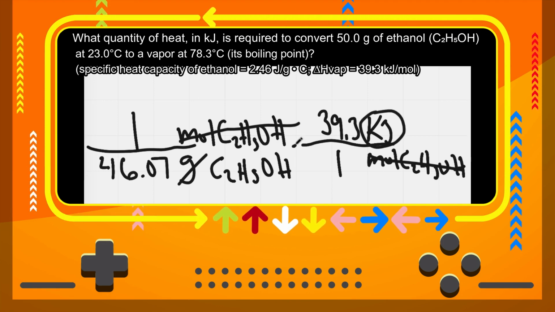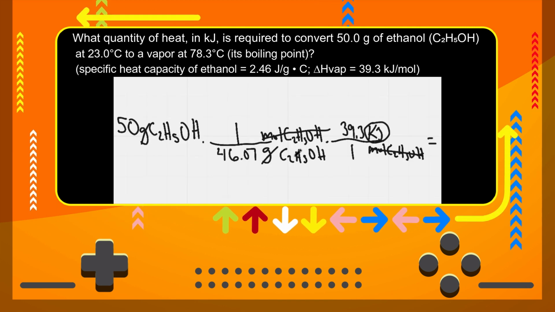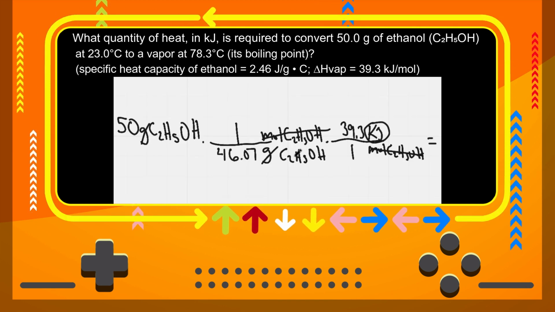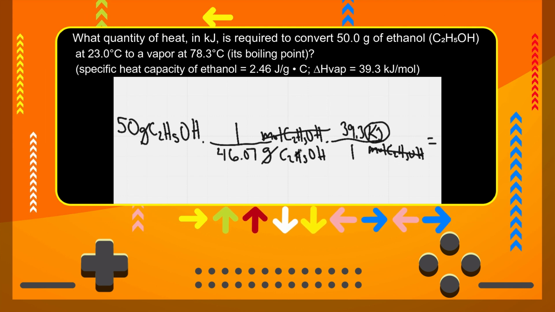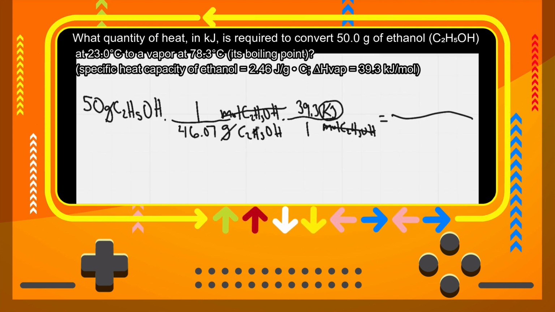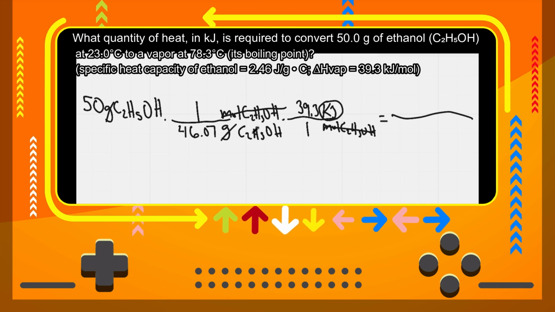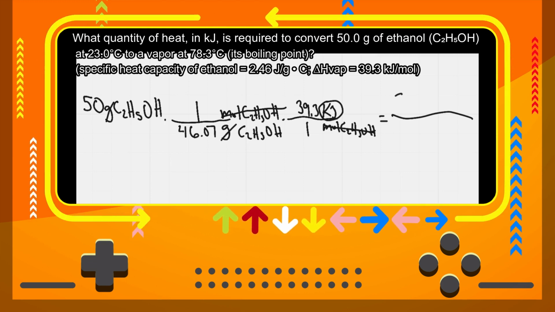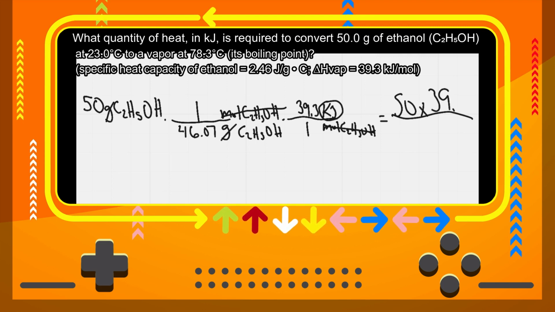Now I can just what? Multiply to get my final answer. Real simple, real simple. I just multiply across and then I divide. Two steps. I can do this every single time. So when I say multiply across and divide at the very end, I'm talking about I'm just going to multiply my 50 times my 39.3, right? 50. Shout out to 50 Cent.